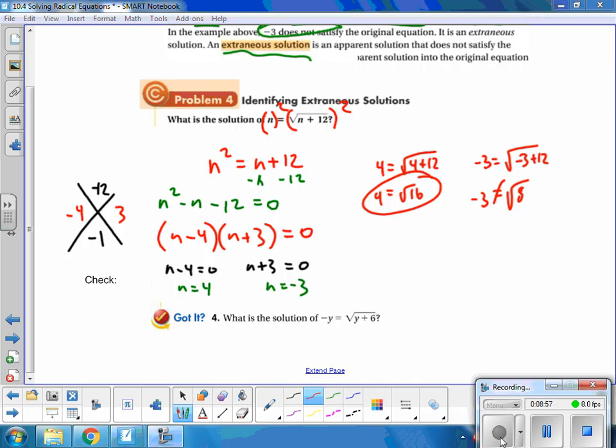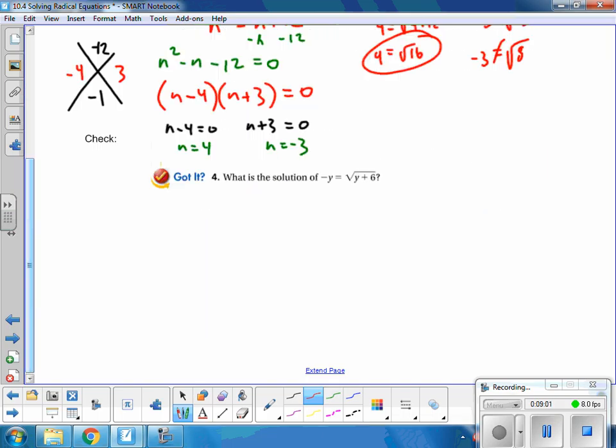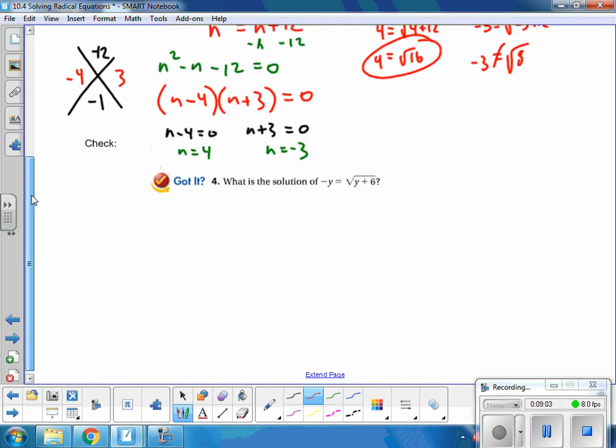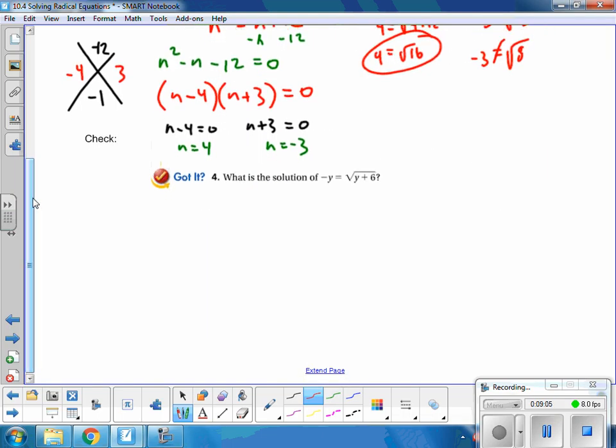All right, so let's look through here, and I am going to go down here and have you press pause. I want you to try it. What are the solutions of negative y, ooh, careful with that one, equals the square root of y plus 6? You're just checking to see, is one answer true, or both answers true, or are neither of them true? Are you looking for an extraneous answer?